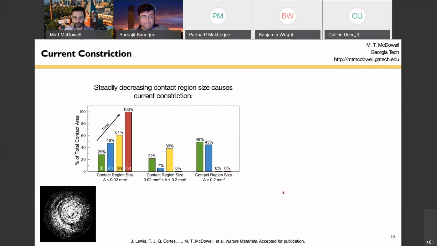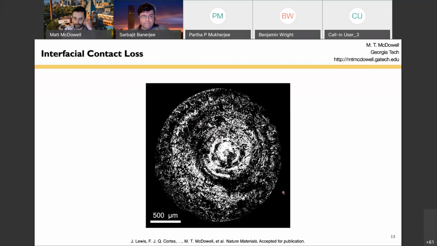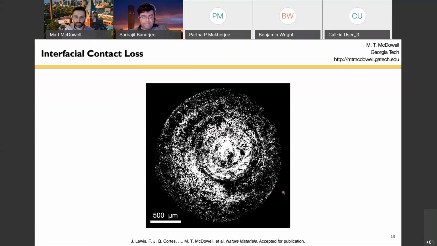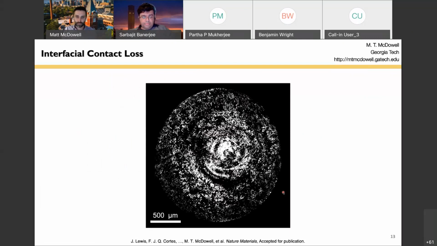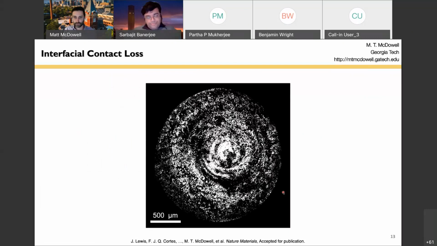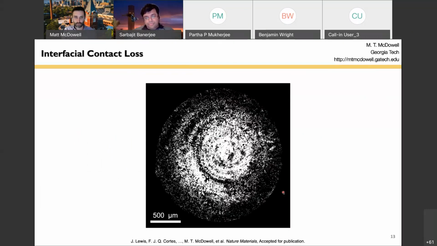So I think this is important just to put this in context. It's been very difficult. There have been no experiments out there that have been able to visualize dynamic contact at buried interfaces like this one. So we're very pleased with these results.